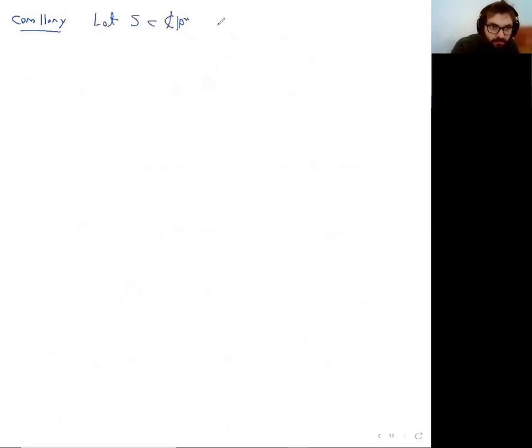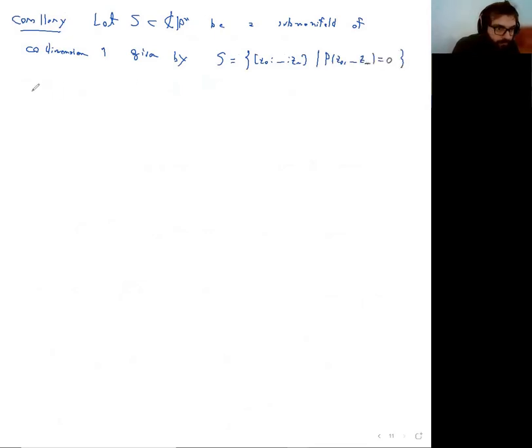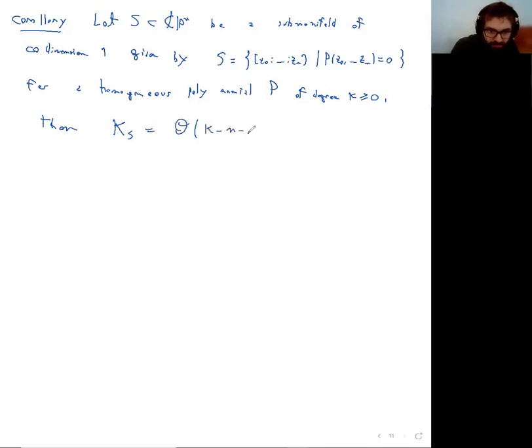And we take a submanifold of codimension one, given by S equals the zeros of P of Z zero through Zn, for a homogeneous polynomial P of degree K greater or equal than zero. Then the canonical bundle to S is simply O of K minus n minus one restricted to S. And the proof is actually very easy now that we have a lot of hints, let's say.